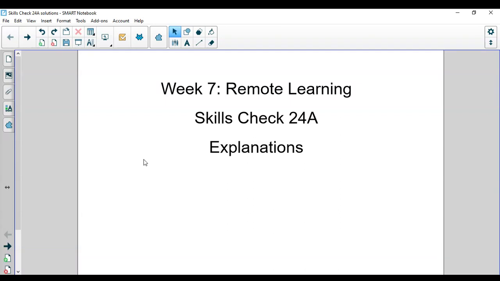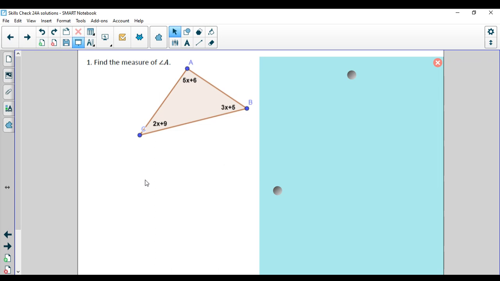Hi everybody, we are going to talk about the solutions to Skills Check 24A in this video. Number one was to find the measure of angle A in this triangle here.